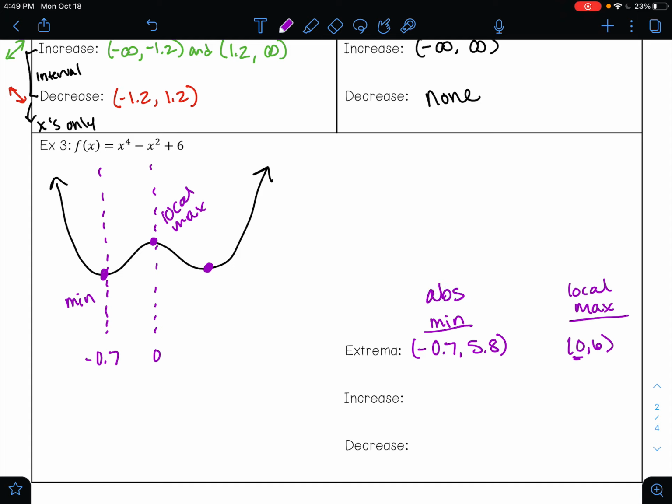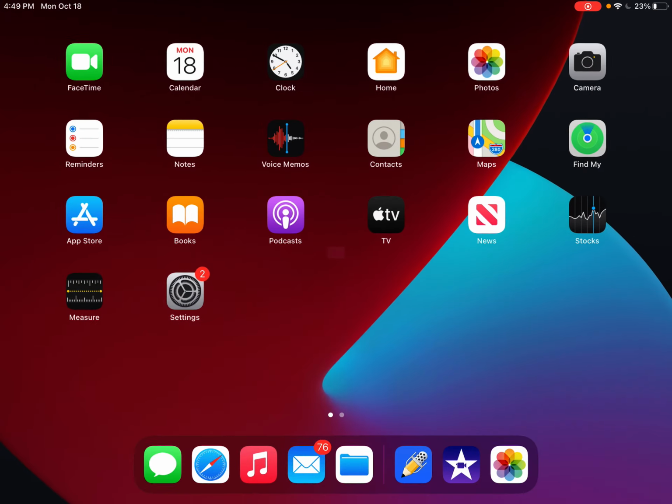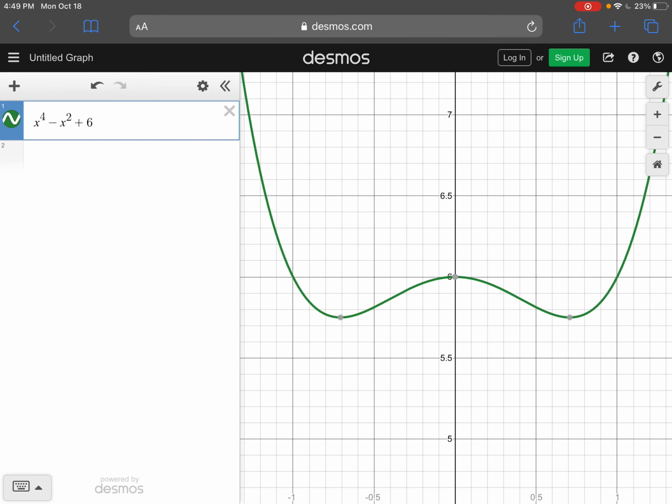So this was where x was 0.7. And so we said that this is an absolute minimum and that this is an absolute minimum. And so that is at the point 0.7, 5.8. They are both the absolute minimum because they're at the same exact height for the y. If this one was lower than this one, then this would be the absolute min and this would be a local min. But because these are the same level, and if I show you back over here on Desmos, because these are both at the same height, they are both the absolute min.